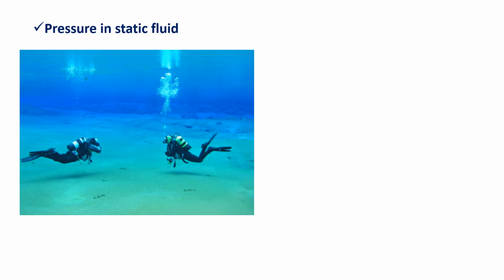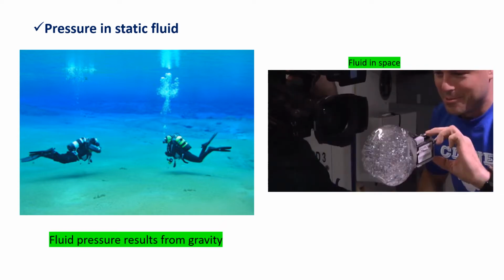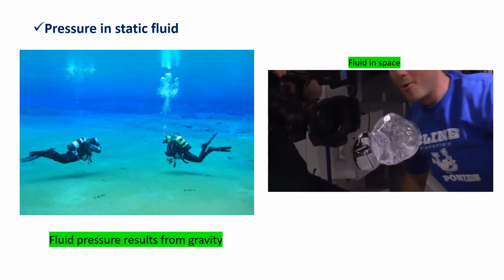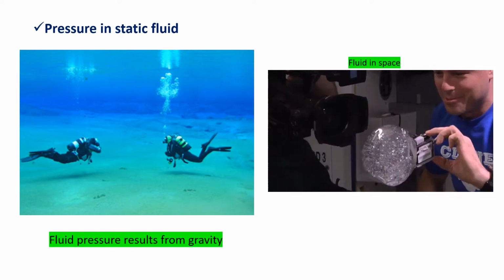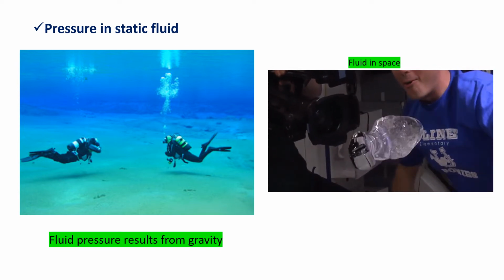The weight of fluid on top will exert force on the diver. Fluid pressure results from gravity. So you can imagine when you go to space, there's no gravity. As a result, there's no pressure inside the fluid from gravity, but fluid can still hold together in space because of the surface tension.